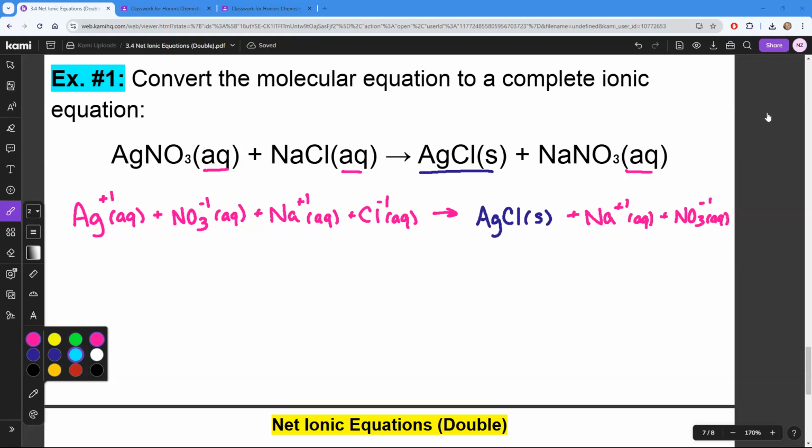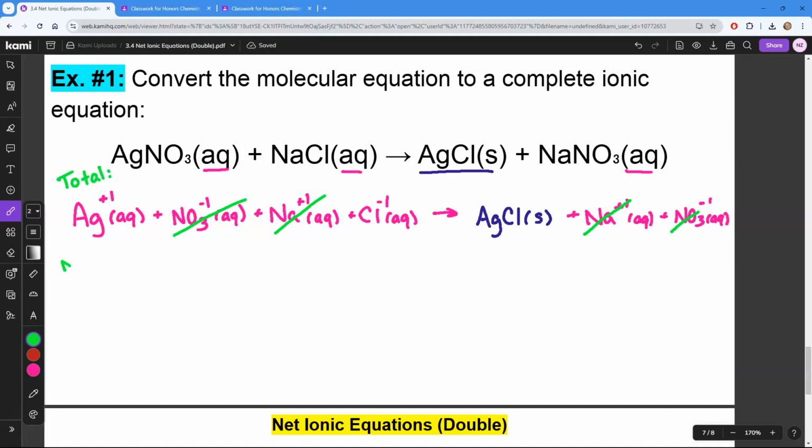Okay, so next what we're going to do is we're going to go through and we are going to cross off anything that exists on both sides. These are our spectator ions. So let's see, silver exists on both sides but not in the same state. So I'm going to leave that alone. Nitrate exists on both sides as an ion, so I'm going to cross that off. Sodium exists on both sides as an ion, so I'm going to cross that off. Okay. Chlorine exists on both sides, but not in the same state. Okay, so I leave that alone. So now I'm going to rewrite it. So this is our total ionic equation.